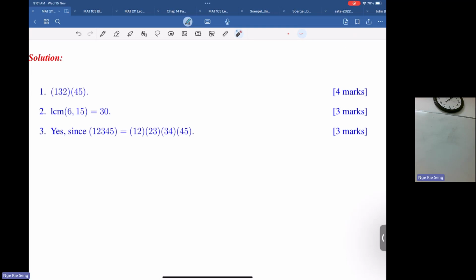If I don't give you marks, you can come and see me. Okay, any question on this calculation question here? Question 6, calculation part.